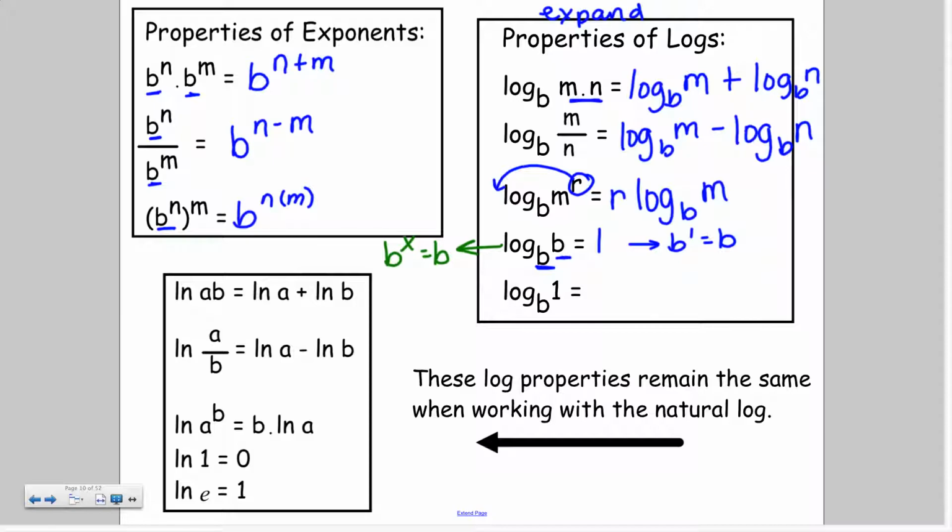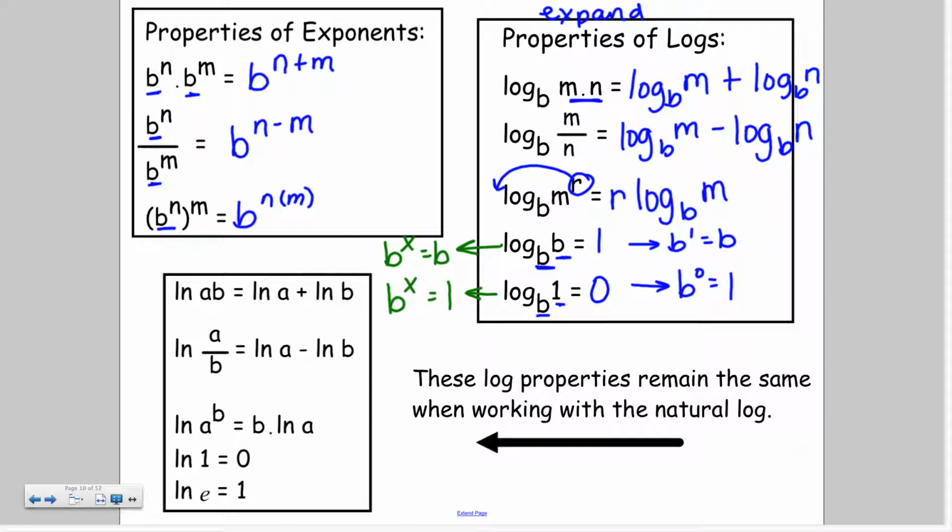Now, same thing here. If I write that in exponential form, b to what power is equal to 1? Anything raised to what power is 1? And that one is 0. We talked about that yesterday. So remember, b to the 0 power is equal to 1.